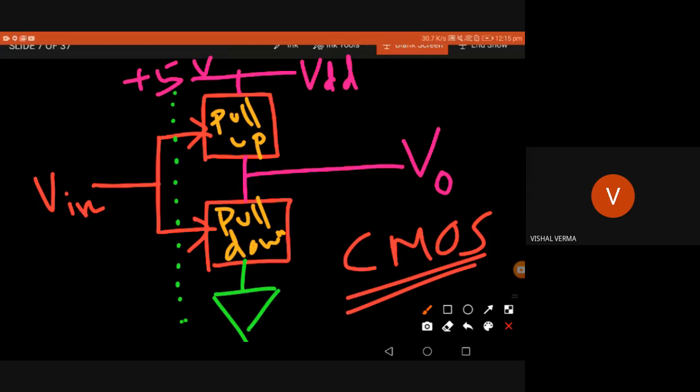Unlike BJT, PNP or NPN transistors, from a fabrication point of view they are a bit difficult or challenging because of a lot of parasitic effects, and a lot of current control is required. But CMOS is very easy. Their structure and device characteristics we'll deal with later. Right now you just understand this as a black box kind of approach. Now we'll come back to the BJT part also.